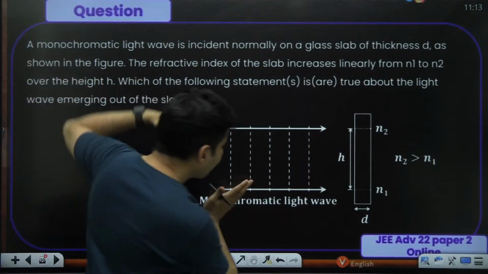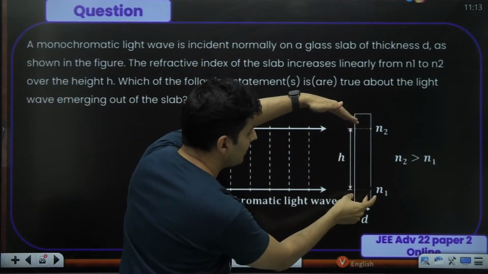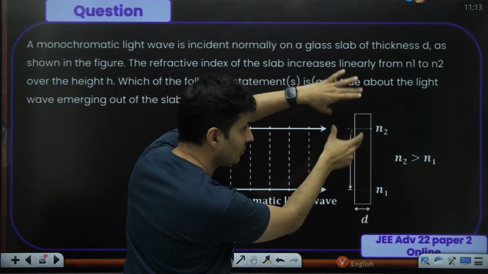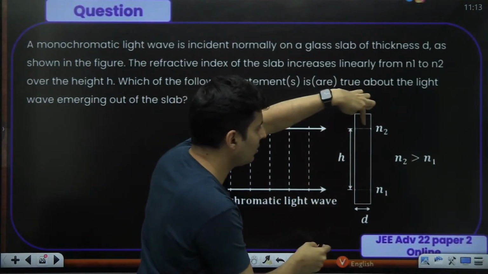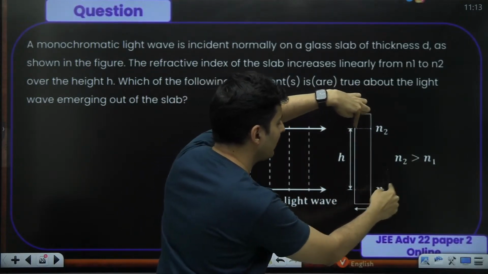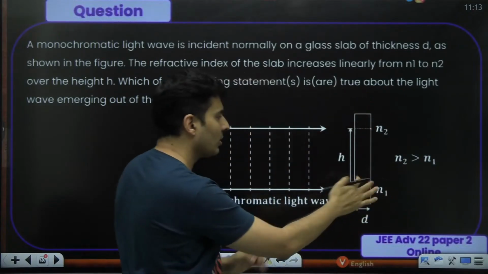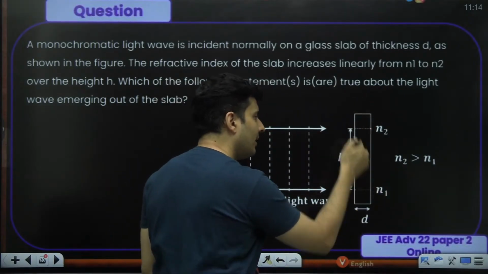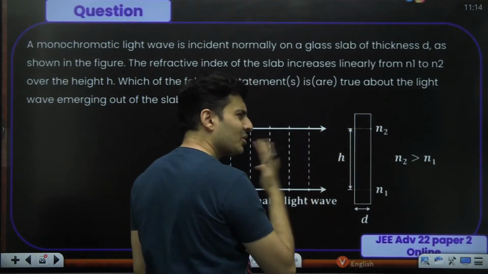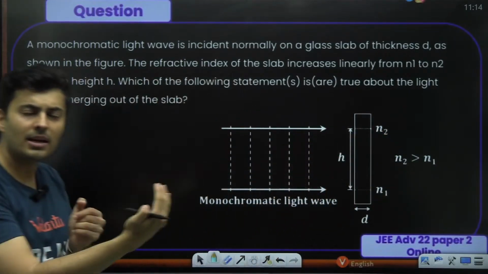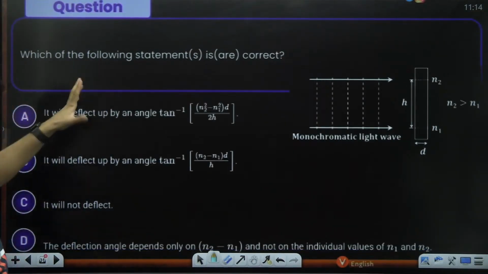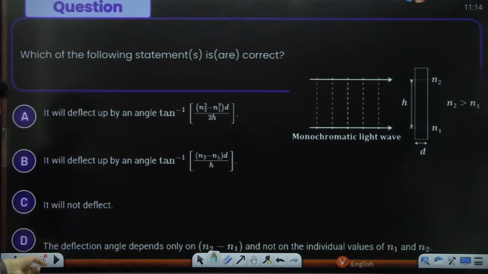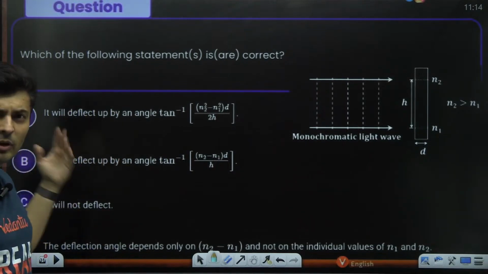Okay, so when this light enters the slab, here the refractive index is less, here the refractive index is more. Wherever the refractive index is more, the light will be slower. Here the light is faster, so it will come out fast. By the time the light comes out, these rays will be ahead, these rays a little bit behind. So there will be some lag. The options say it will deflect, it will not deflect, and that the deflection angle depends on N2 minus N1 and not on the individual values.